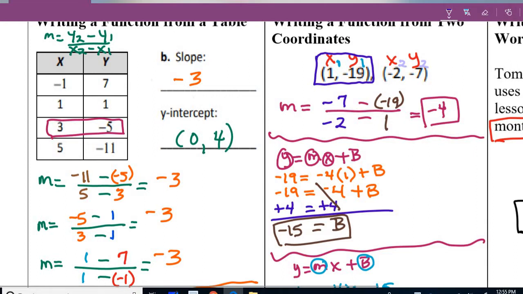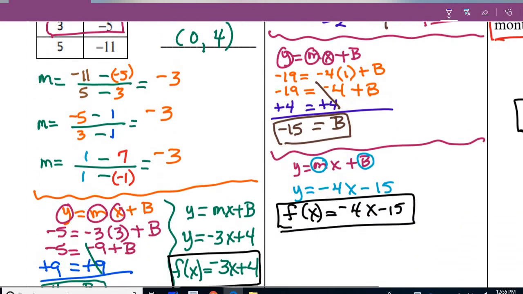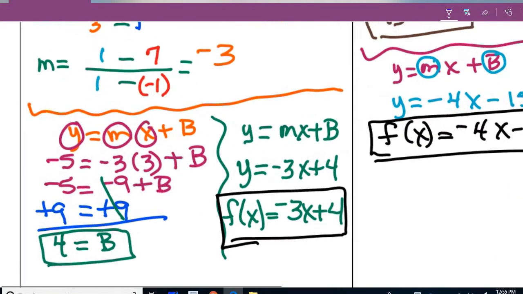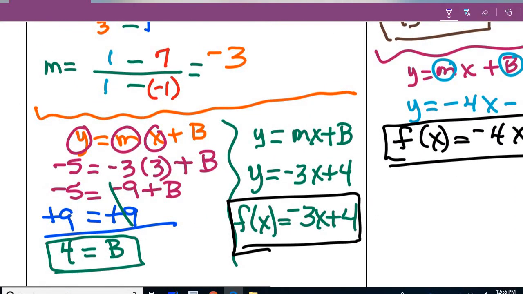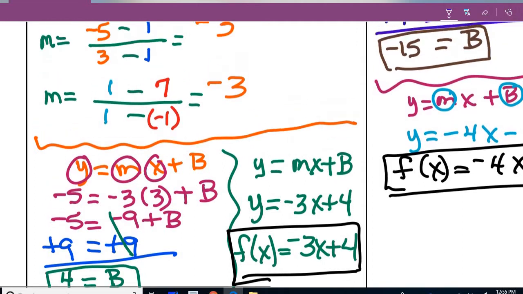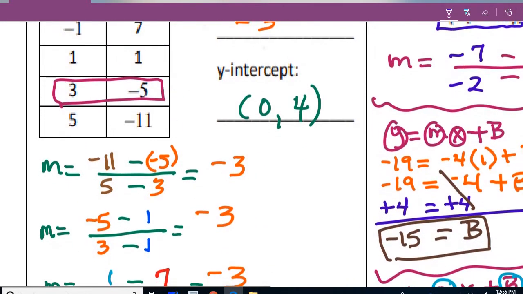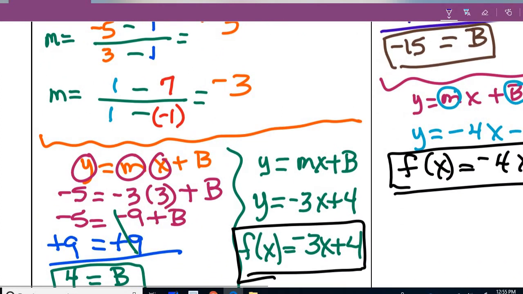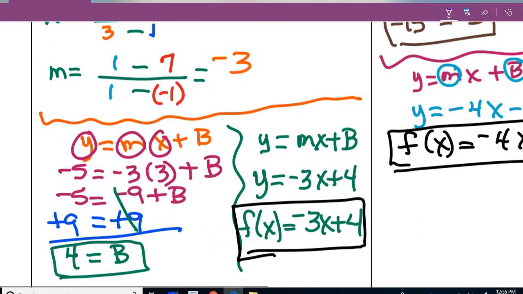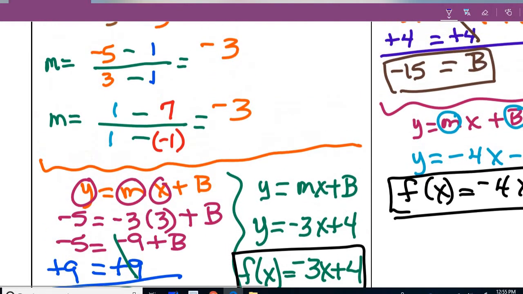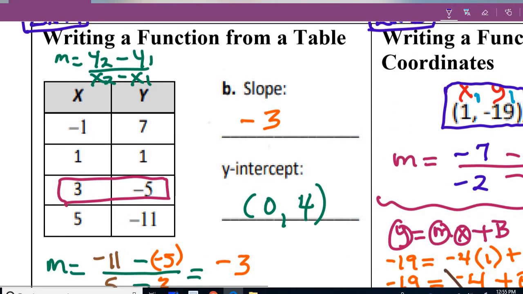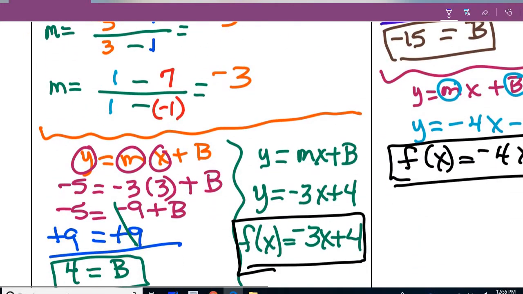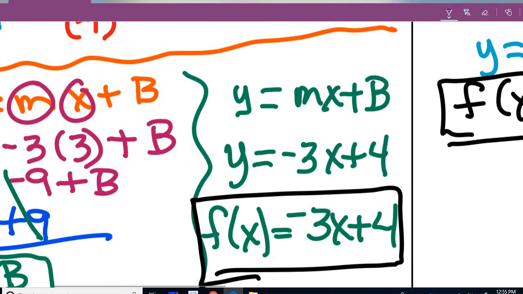Once you have the slope, then take the y-intercept, y equals mx plus b, and substitute, and take any set of points, and I'm using 3 and negative 5. Substitute in place of the y, m, and x. Work all the way through it, and you see that the y-intercept is 4.